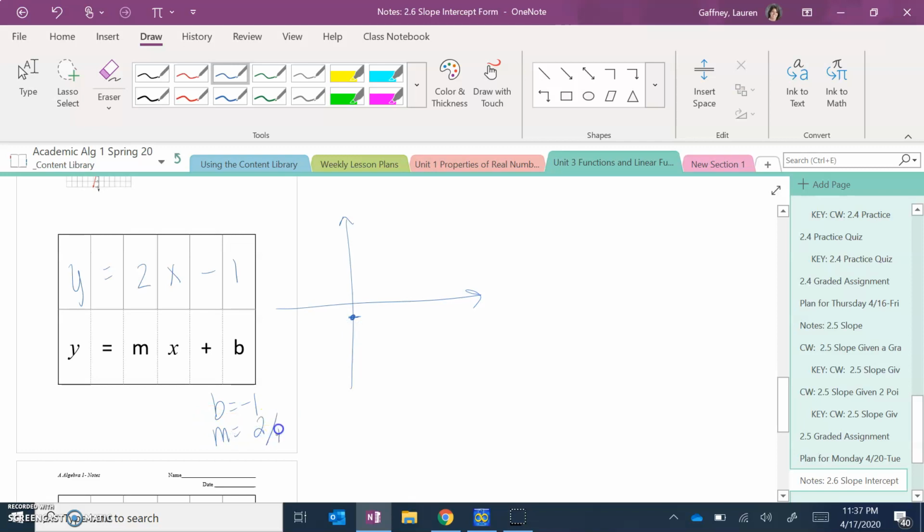Now technically it's 2/1. So that means we're going to go up 2, 1, 2, and right 1. Up 2, and right 1. And I generally do 3 points total, and that's good enough.